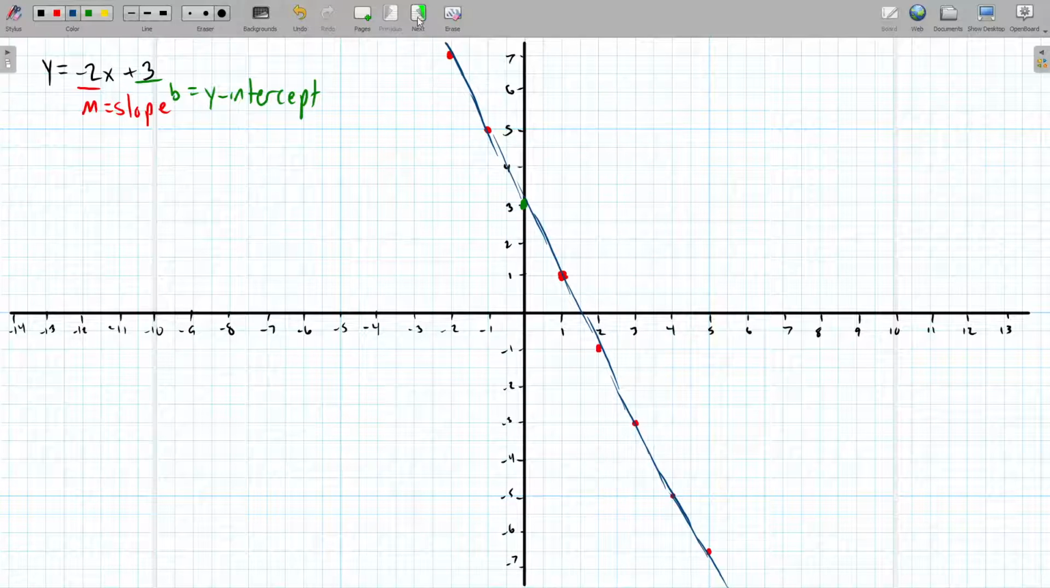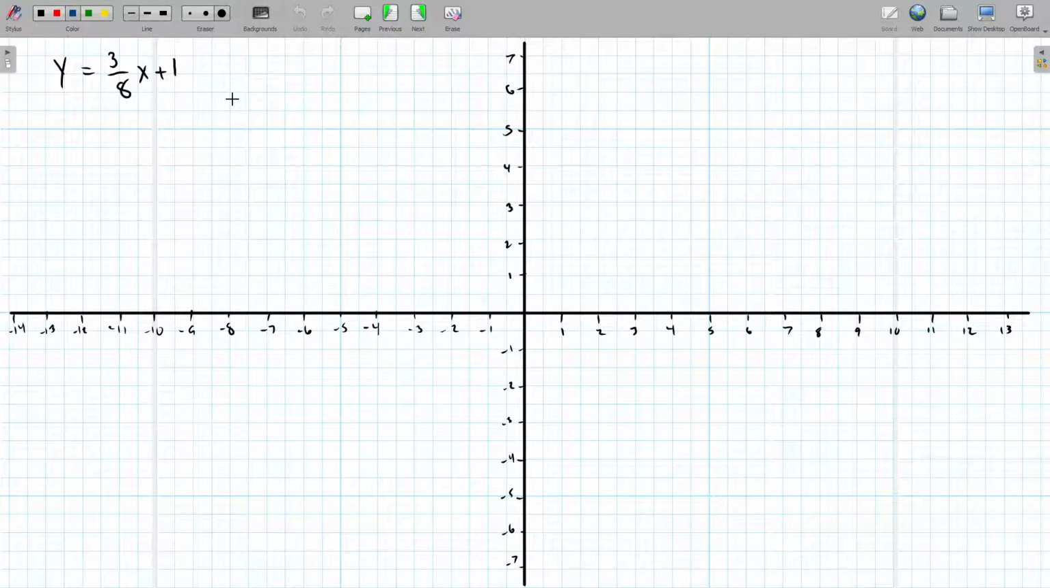Alright, let's go to our second example so we can see what to do with a fraction as our slope. So again, the number in front of x, in this case 3 over 8, is our slope, and the 1 is our y-intercept.